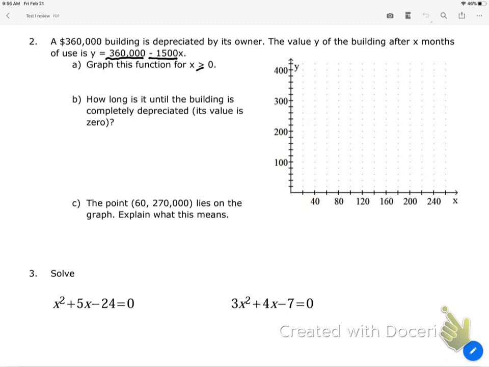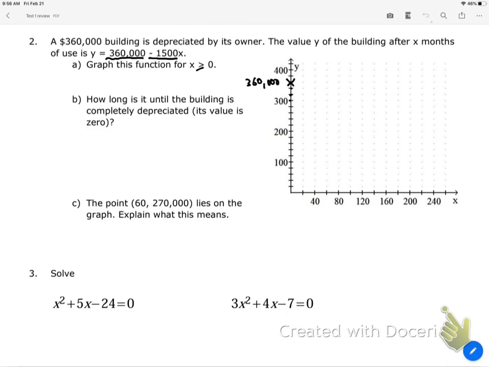Okay, so graph it. It's going to start at 360,000. I've done these by the thousands, okay? So 400,000, so 300,000, 320, 340, 360. It's going to start right there. That is 360,000, okay? It goes down 1,500 for every one. So, let's have a think about it.